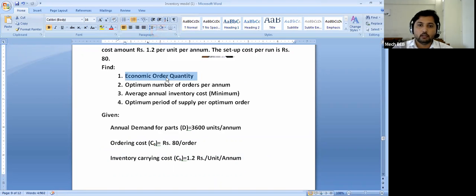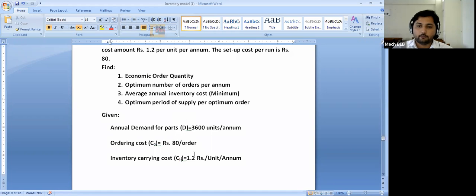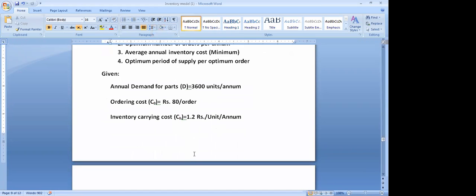Economic order quantity. For economic order quantity, we require the formula Q star is equal to under root of 2D multiplied by C naught divided by CH. By using that formula, you can easily determine the economic order quantity, because C naught, D, and CH are all given quantities in the problem.